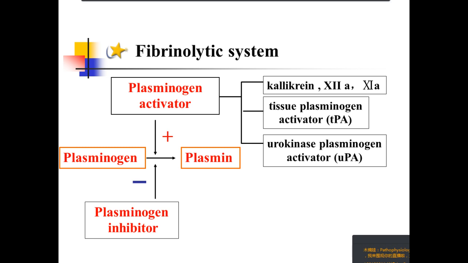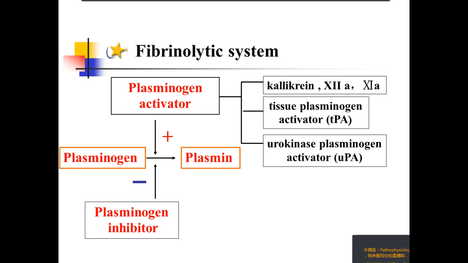Now, tissue plasminogen activator and urokinase plasminogen activator, TPA and UPA. TPA and UPA are produced by the intrinsic coagulation pathway. When the intrinsic coagulation pathway is activated, it can release TPA and UPA. So we know that if the intrinsic coagulation pathway is activated, TPA and UPA will increase.